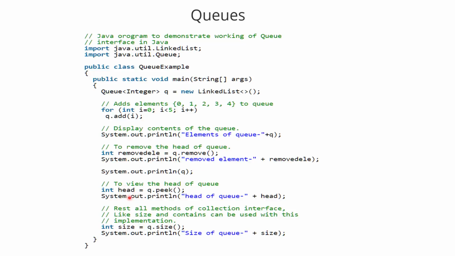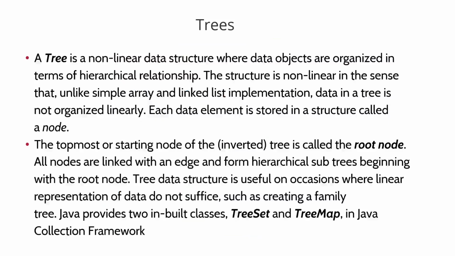This is really good. We're viewing the head of the queue here by calling peek on queue, and we're getting some output here. And then we are going through where we test all the methods of the collection interface, like size and contains, which can be used with this. We're calling size here and getting some output. So this is a really good example. Take a look through it if you want to. Go ahead and key it in and run it a few times, and you'll get a good understanding and a great exercise with queues.